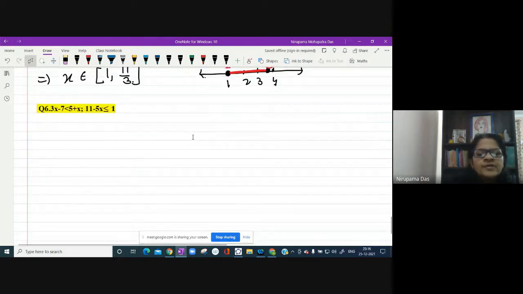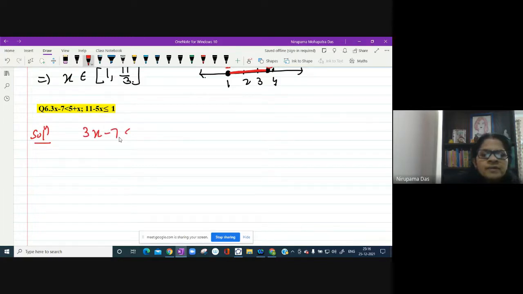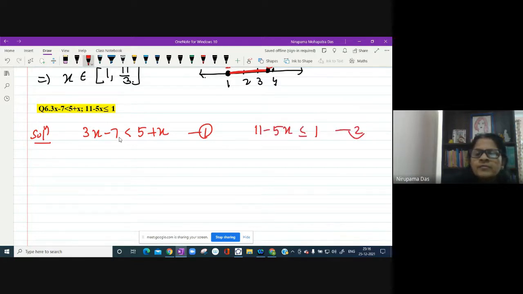Okay, the last question here is, you can see 2 inequations are here. One is 3x minus 7 less than 5 plus x in equation 1. Then here 11 minus 5x less than or equal to 1. So whenever we have 2 inequalities, though it is very simple, we can start with the simple one so that we can understand the concept.